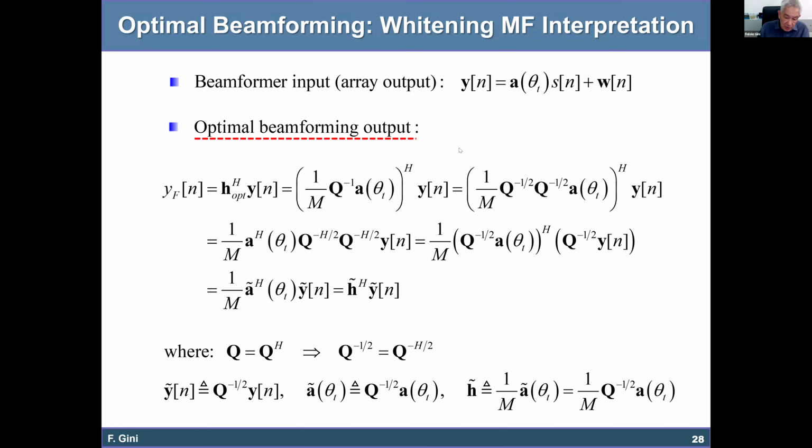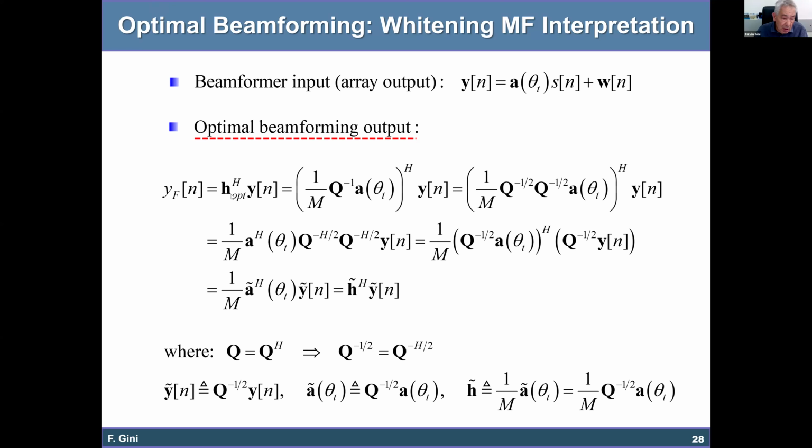Remember, we are comparing two beamformers that are not adaptive. We will understand later how to make them adaptive. But before doing that, I want to highlight the differences and the relationship between the classical beamformer and the optimal clairvoyant beamformer.